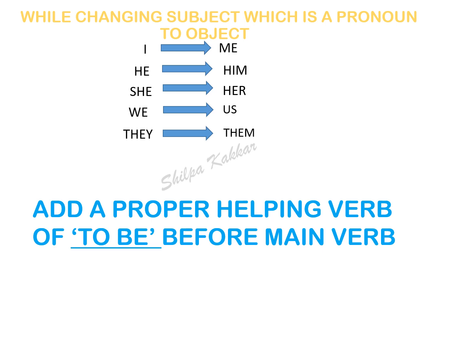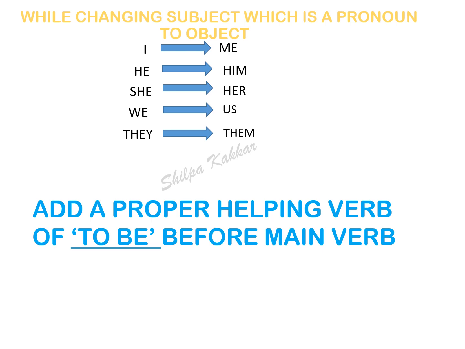He kicked the ball. He is the subject, kicked is the verb, and the ball is the object. But when we turn it, we have to be very careful. The ball was kicked by him. So, you have to be very careful while changing the subject, which is a pronoun.